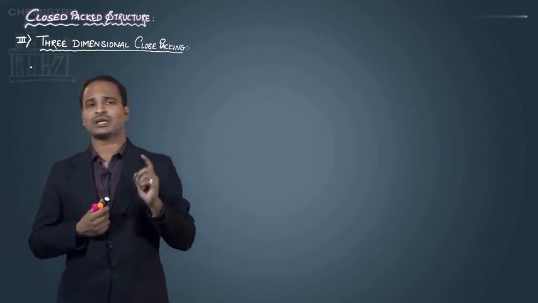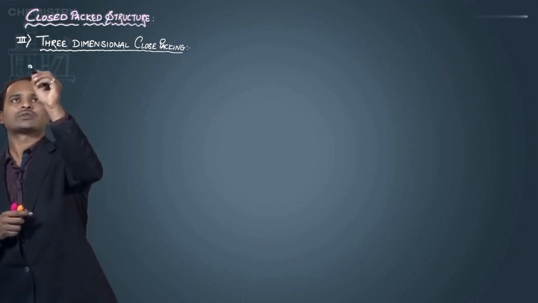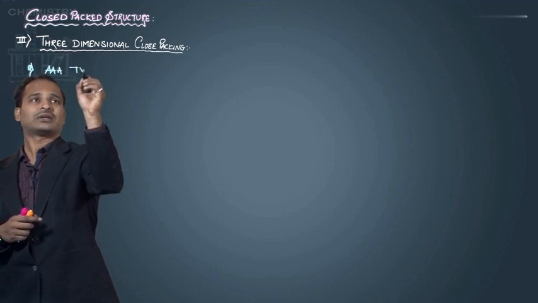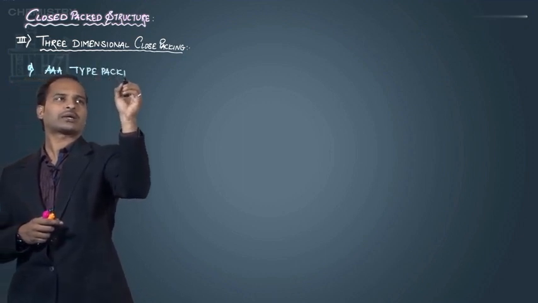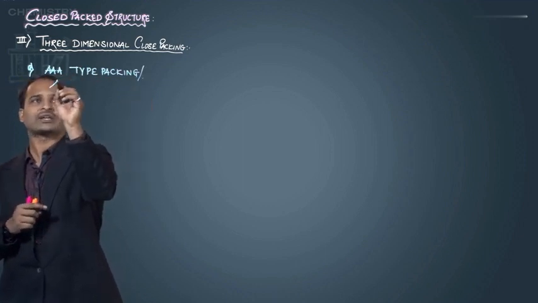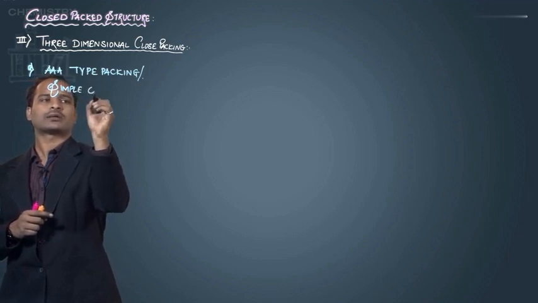In two-dimensional as well as in three-dimensional, here also we have AAA type packing. So let's start with the first one, that is AAA type packing, but now it is three-dimensional AAA type packing, which in this case, when it is three-dimensional, is known as simple cube packing.